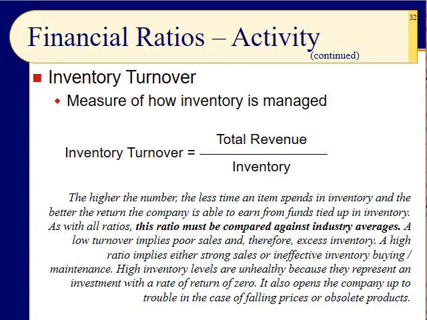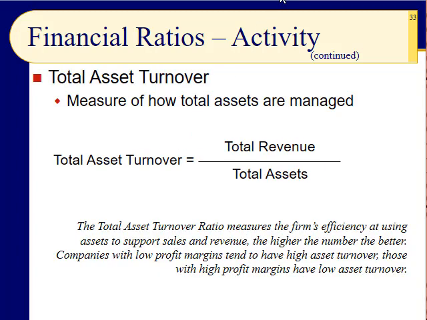Okay, so the next one is the total asset turnover. What this is doing is taking a look at that same top line number, that total revenue, but this time we're dividing it by the total assets. So we're measuring the firm's efficiency at using the assets to support sales and revenue. The higher the number, the better, right? Because we're using our assets efficiently. Companies with low profit margins tend to have a high asset turnover. Those with high profit margins have a low asset turnover.